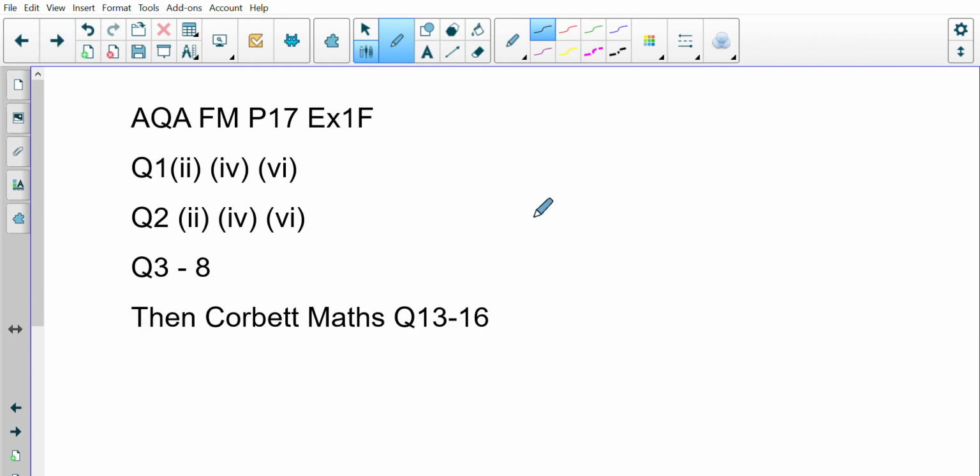Right, what I'd like you to have a go at now is you're in your AQA Further Maths textbook, which a scan of this exercise is in Files on Teams in the Binomial Expansion folder. I want you to try these questions, some of question 1, some of question 2 in 3 to 8, and then if you have any time, which you may or may not do, there's some Corbett Maths questions on Binomial Expansion, and I want you to do 13 to 16. I've also put these into the Files folder on Teams.